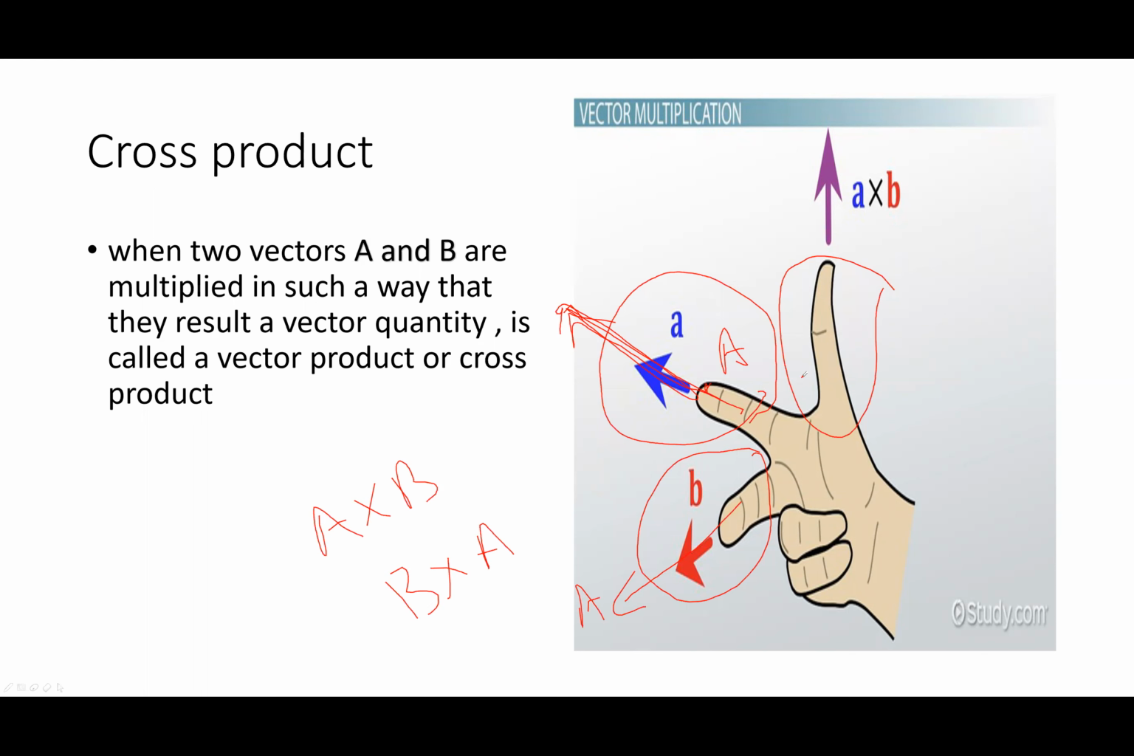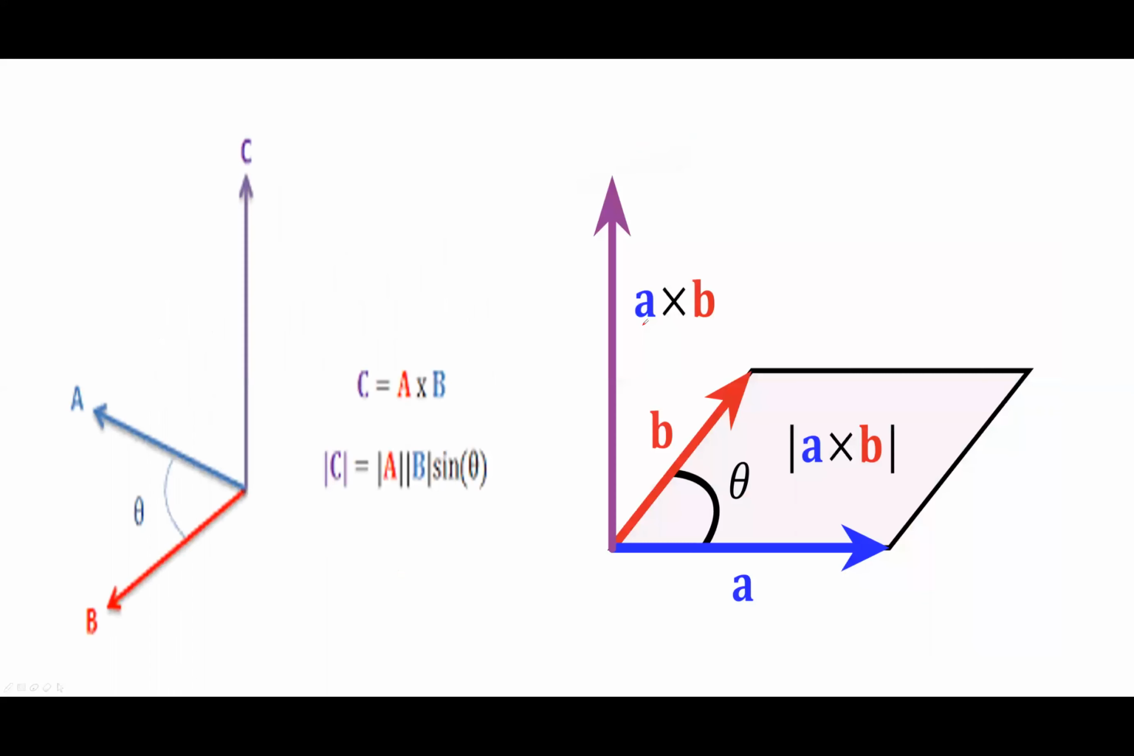Or otherwise use the right hand rule. Curl the fingers in the direction of rotation. The thumb will show the direction of the resultant vector. Now you can check, these are examples for you, and find the direction. Keep the middle finger, keep the forefinger in the direction of the first vector. So you can find its direction by using either the right hand rule or the left hand Fleming rule.